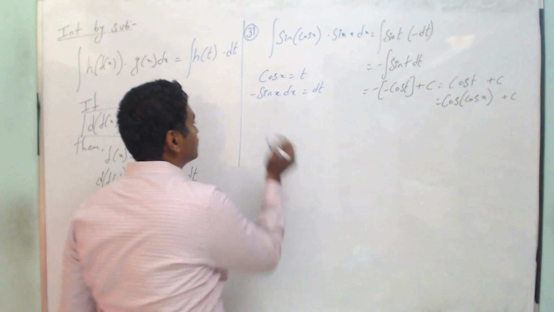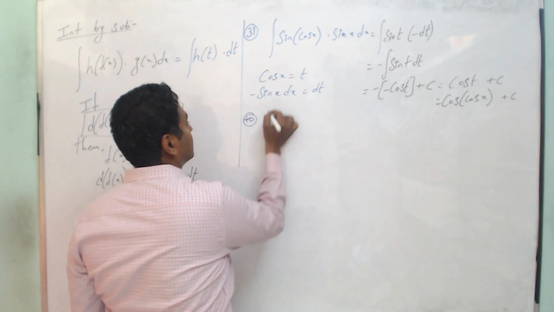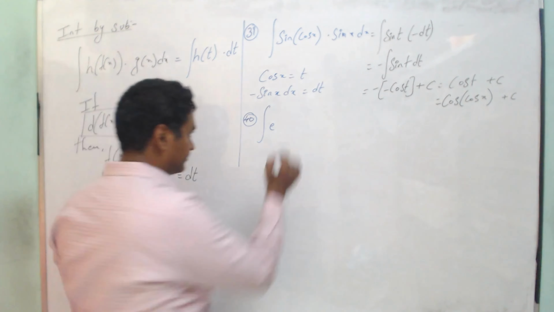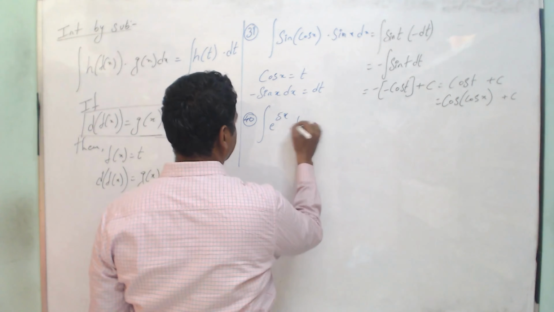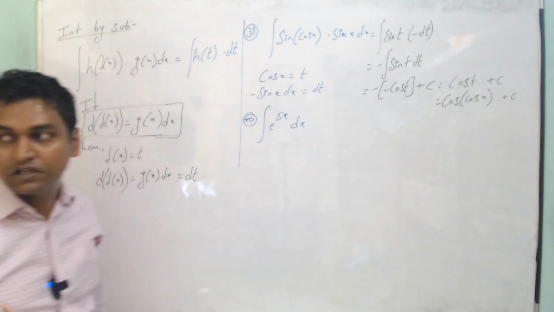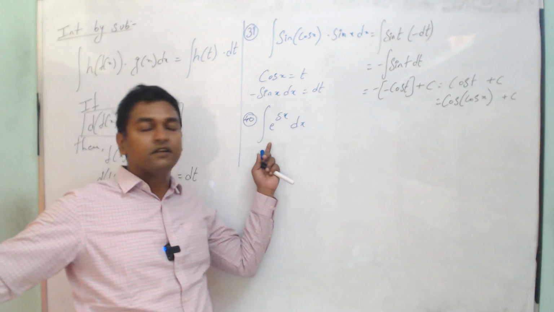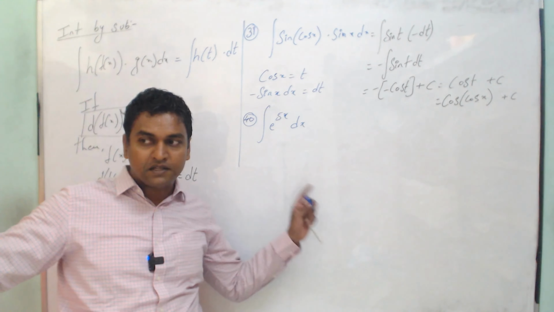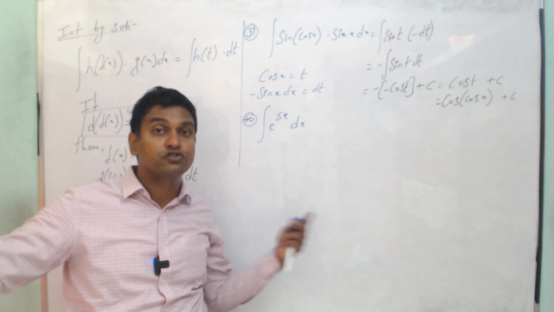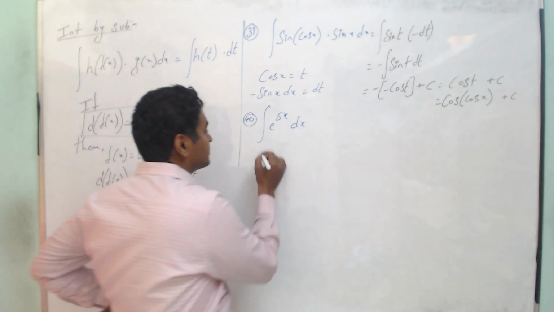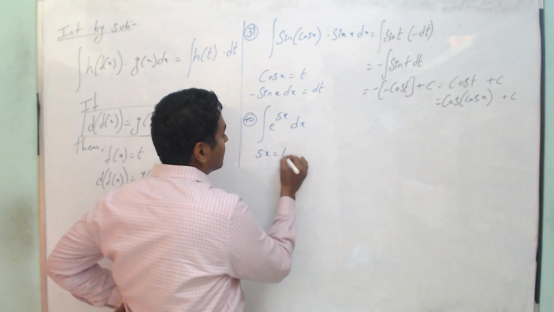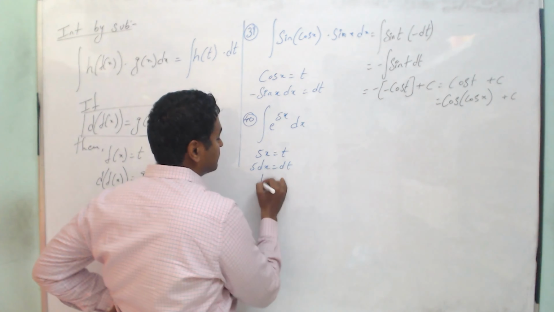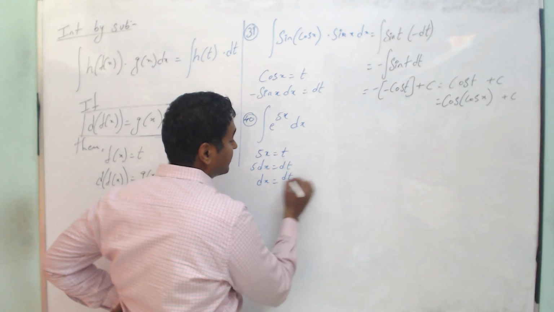Okay, now let me solve another one. Suppose integral of e power 5x dx is given. This is a very simple question actually. Earlier you had integral e power x, so you know the answer is e power x, but it is e power 5x. Now what should I do? Simply take this 5x as t. Differentiating, 5 dx will become dt. That means my dx will be dt by 5, correct?